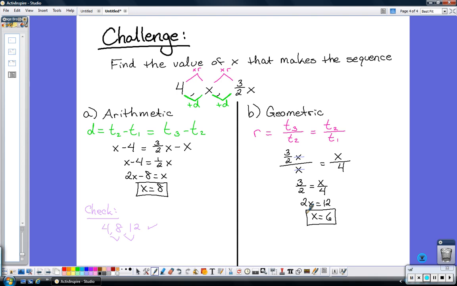And once more, let's just take a second to check and be sure that really does make the sequence geometric. Well, if x is 6, then the sequence up here becomes 4, 6, and 3/2 of 6 is 9. So 4 times 3/2 makes 6, and 6 times 3/2 makes 9, which means yes, we have a geometric sequence with an r value of 3/2.